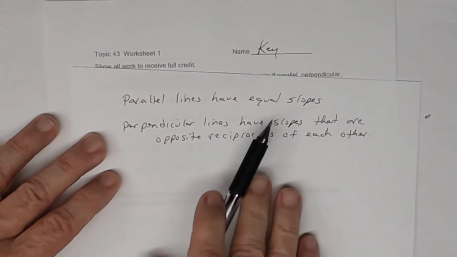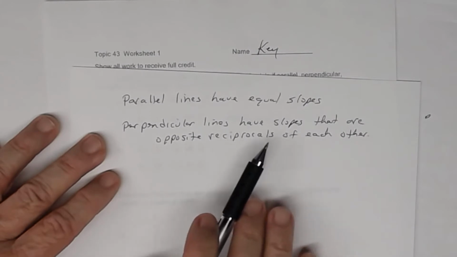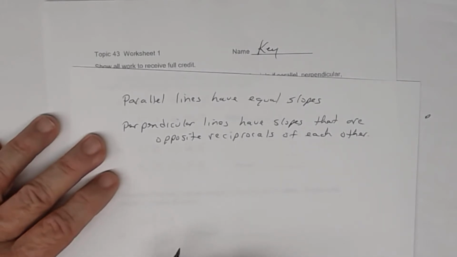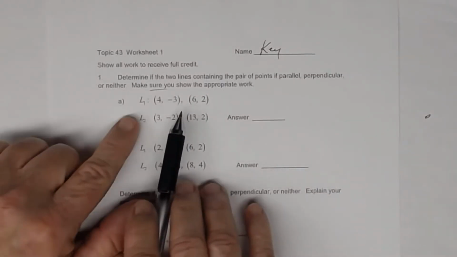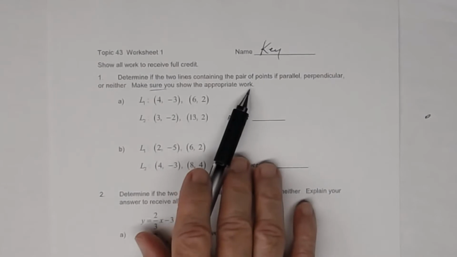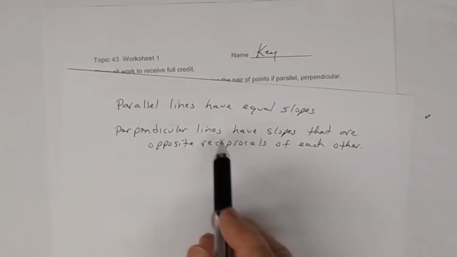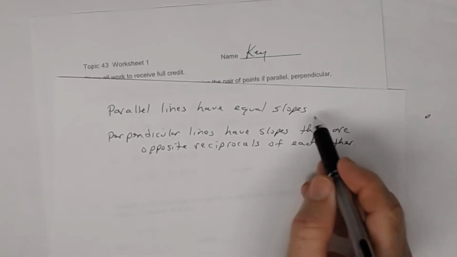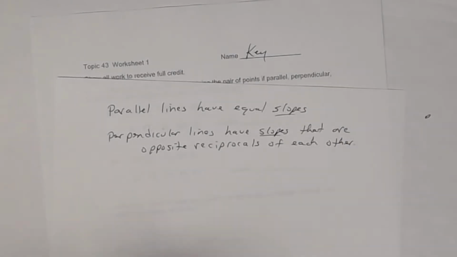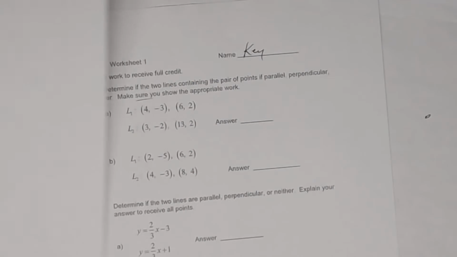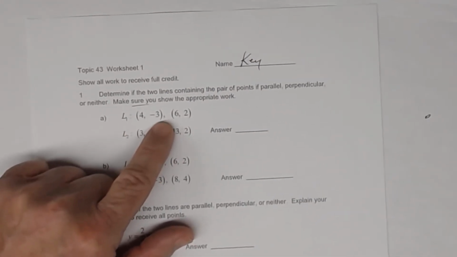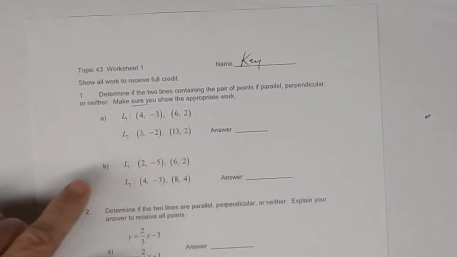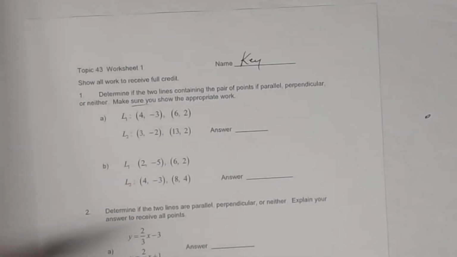One thing you have to remember is that parallel lines have equal slopes, and perpendicular lines have slopes that are opposite reciprocals of each other. Notice in these two statements you see the word slope. So you have to find the slope of these two lines. If 2 points are given, you're going to use the slope formula. So in part A and B, in both cases, you're going to use the slope formula.